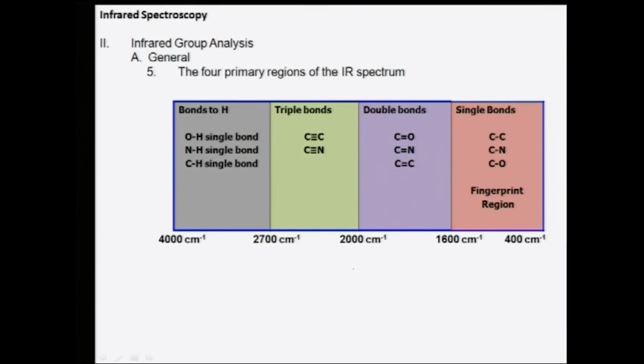In general, we can determine four regions. O-H, N-H and C-H single bonds fall in this range. Triple bonds, C≡C, C≡N, acetylene and other carbon-nitrogen bonds, fall around 2500 to 2000. Double bonds fall from 2000 to 1600, and the other single bonds come at smaller wave numbers with lower energy, so C-C, C-N or C-O come in the fingerprint region. So that is why we use this technique to determine all kinds of bonds.